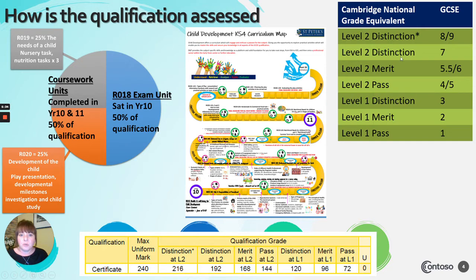But the language also is really interesting. It is equivalent, exactly the same as a GCSE, and again, I'll cover that in the frequently asked questions. But the grading and the terminology used for Cambridge National is slightly different. So it's level 2 distinction star, distinction, merit, pass, and so forth. It does go down to a level 1, but we always pitch at a level 2 pass and above.